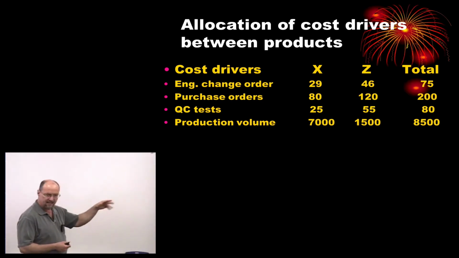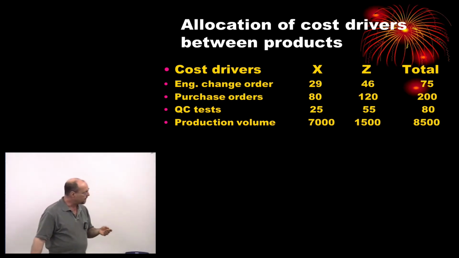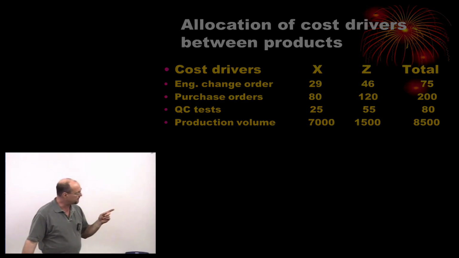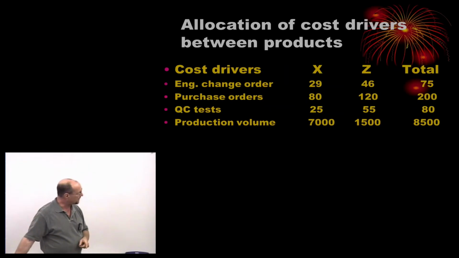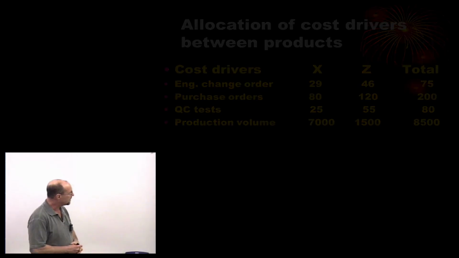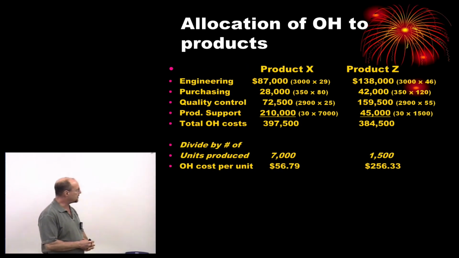Once we've done this, it's easy math. I'm going to go back to the previous slide. $3,000 per unit times the number of change orders for each product. So there are 29 for X, 46 for Z. There it is. $3,000 cost per change order, 29 change orders for X during the year. I'm going to allocate $87,000 of engineering costs to product X.